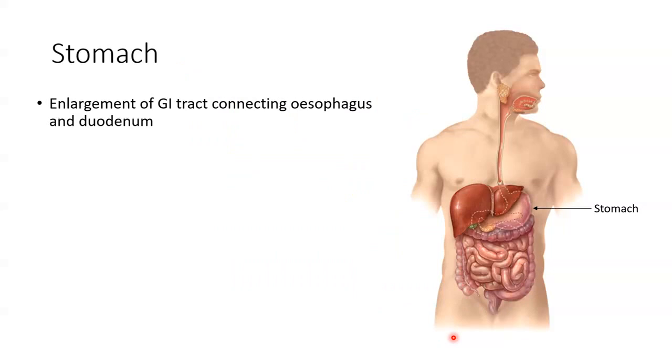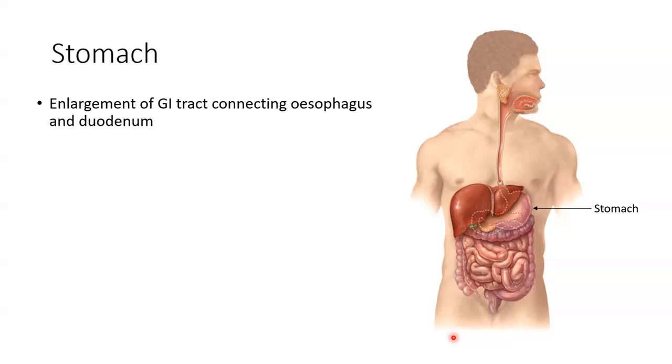The stomach is a large J-shaped enlargement of the gastrointestinal tract, so it's just a broader, wider part of that muscular tube, and it sits directly inferior to the diaphragm in the abdomen. So think about your ribs and your lungs underneath your ribs. Sitting directly underneath that is your diaphragm. So your stomach is just underneath that diaphragm, so it's quite high up. The stomach connects the esophagus to the duodenum, which is the first part of the small intestine.